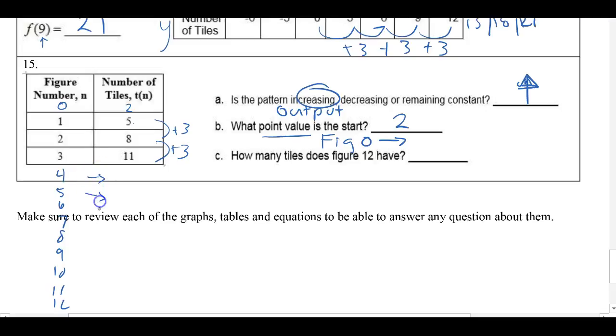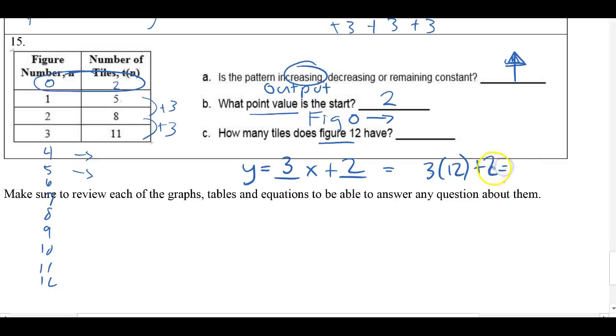I won't go through each number because that takes too long, so I'm going to make an equation. Remember, for the equation, I have two numbers. The first one is the pattern, which is +3, and the last number is the starting point, where we have figure 0, which is 2. We're looking for figure 12, so I'll simply plug it in. 3 times 12 is 36, and then plus 2 gives us 38 tiles.